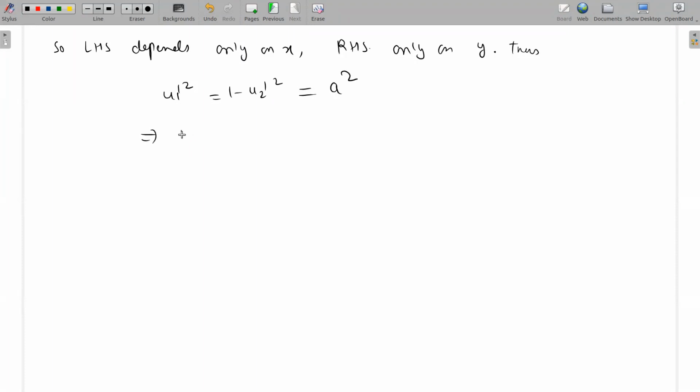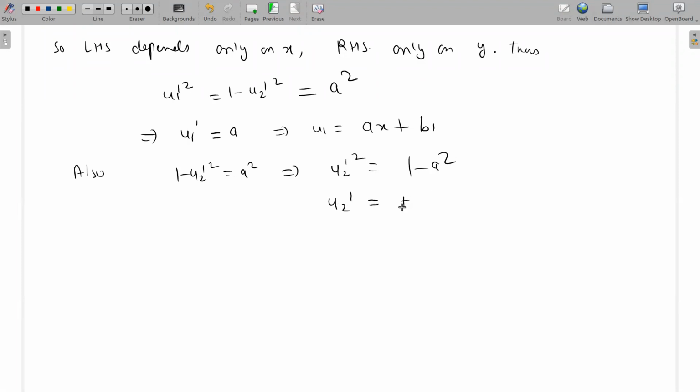So taking the first and the last, u1 dash equals a, so u1 on integration is ax plus some other constant b1. Similarly, 1 minus u2 dash square equals a square, so u2 dash square equals 1 minus a square, so u2 dash is plus minus under root 1 minus a square, and on integration u2 equals that times y plus some constant b2.